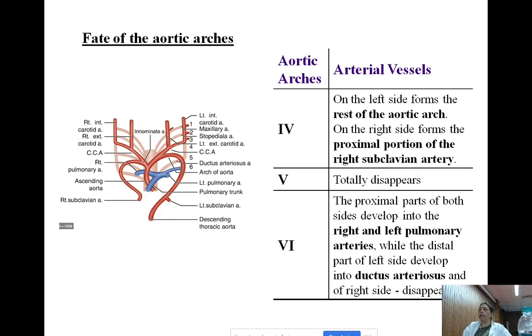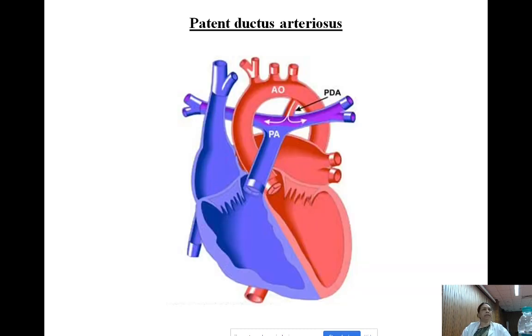Okay. Now, some clinical part. So, if the ductus arteriosus remains patent, that condition is known as the patent ductus arteriosus. In that case, as the aorta has a high pressure, the high pressure blood from the aorta will come to the pulmonary arteries, and then they will go to the lung.